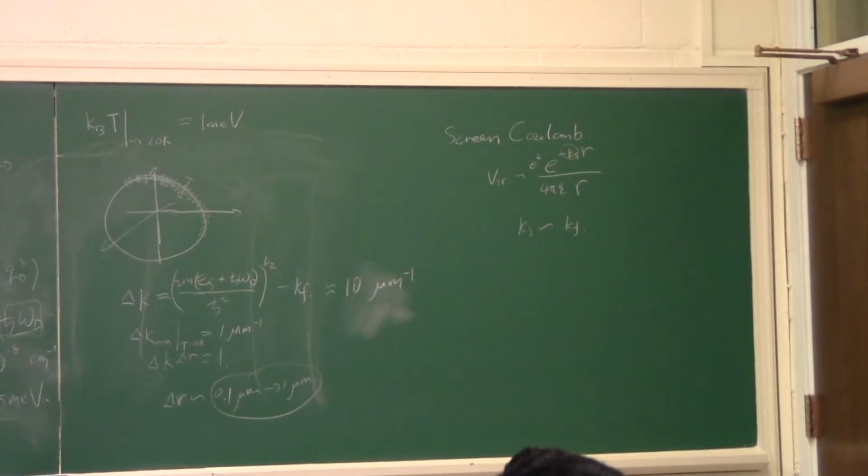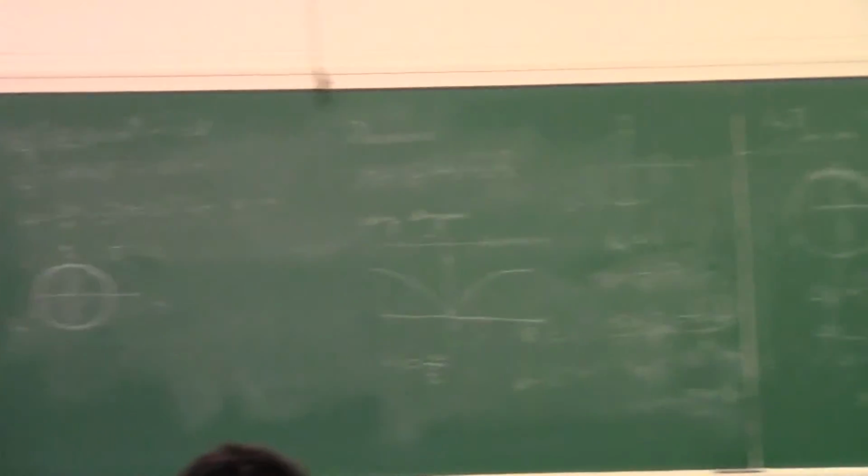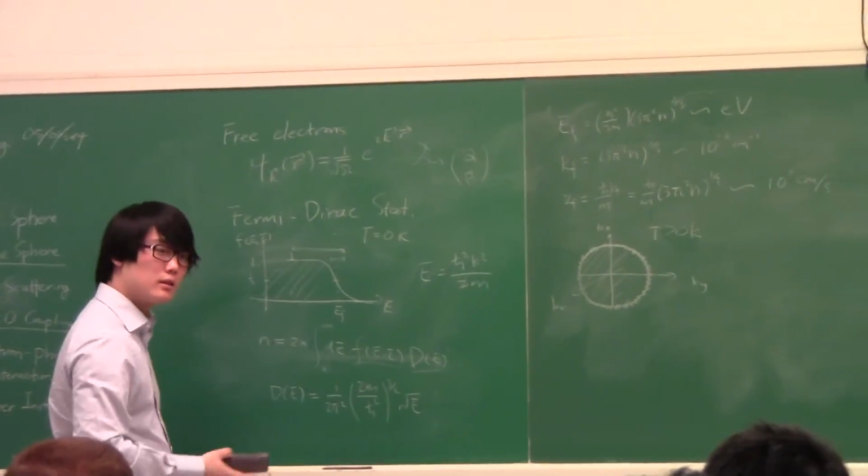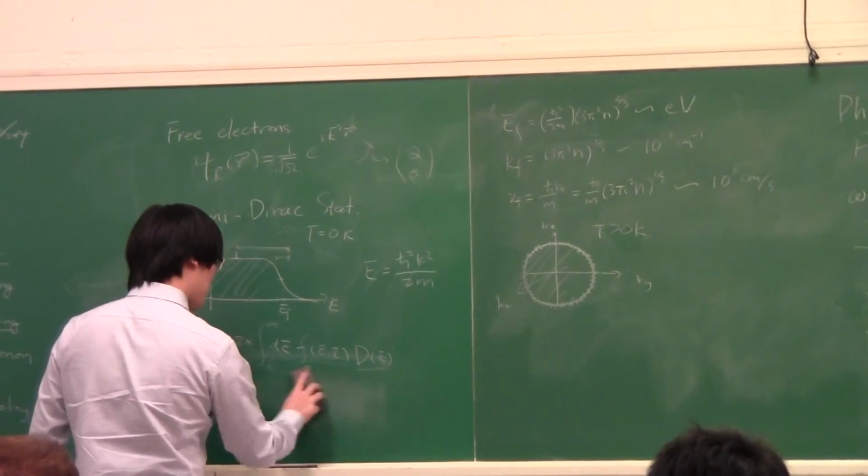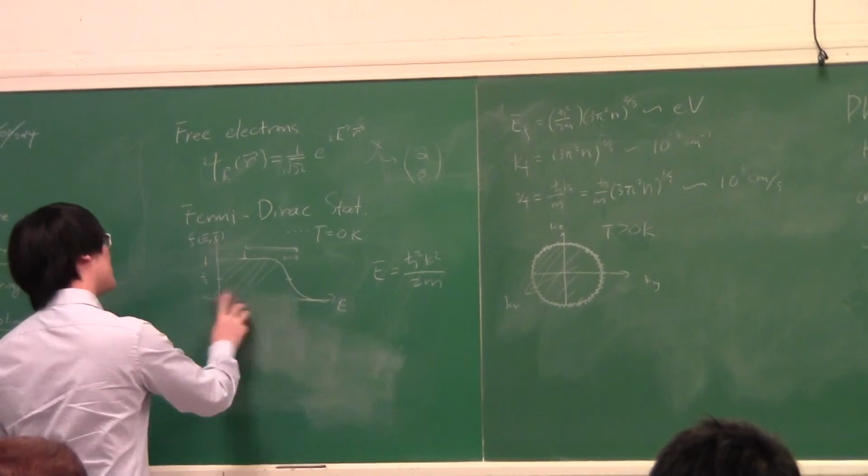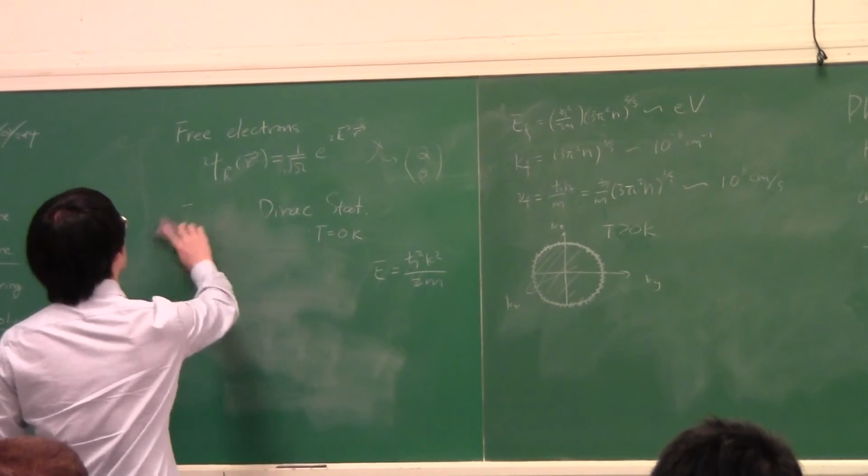Okay. So now let's talk about pair scattering with these relevant energy scales and length scales, and also wave vector in light.